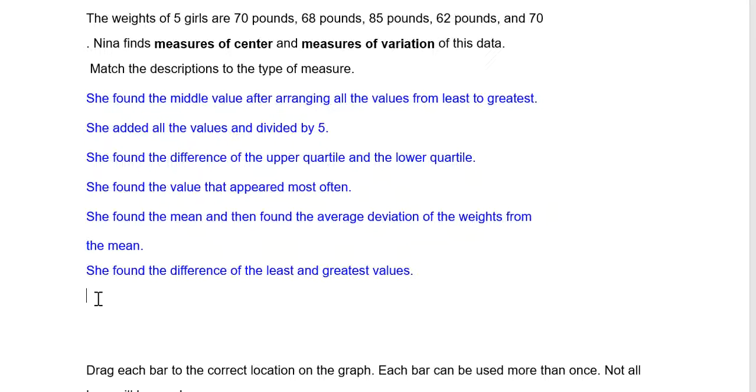So if she added up all these values and divided by 5, what she found is the mean. And the mean is a measure of center.